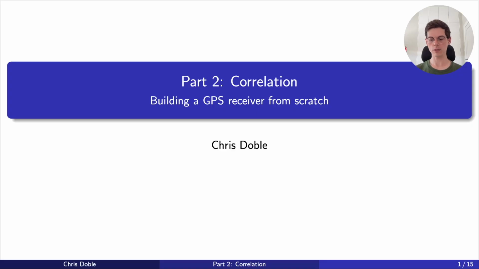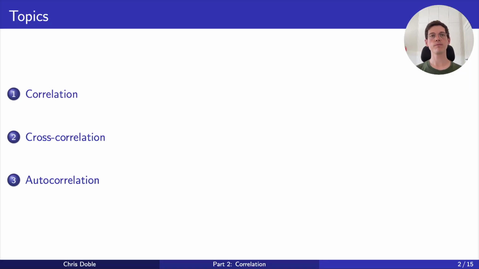In this video, I'll introduce three concepts. The first is the correlation of two signals. The second is the cross-correlation of two signals. And the third is the autocorrelation of a single signal. These concepts are used extensively in GPS receivers.